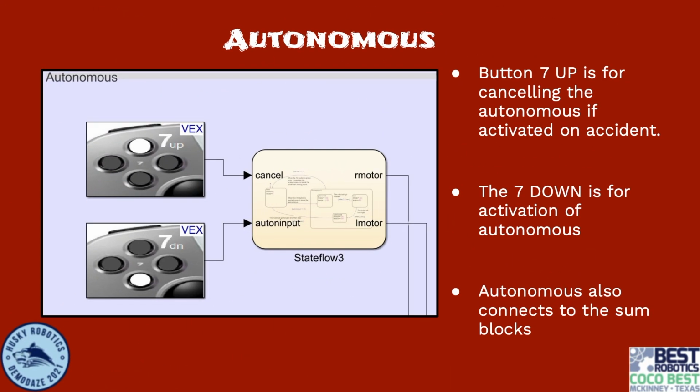All of the autonomous code is using the 7 up and down buttons. The 7 up button is for canceling autonomous if activated on accident. The 7 down is for the activation of the actual autonomous code. Autonomous also connects to the sum blocks for the basic driver movement.